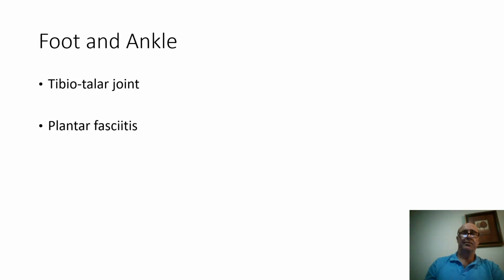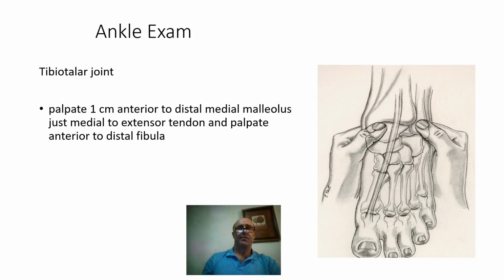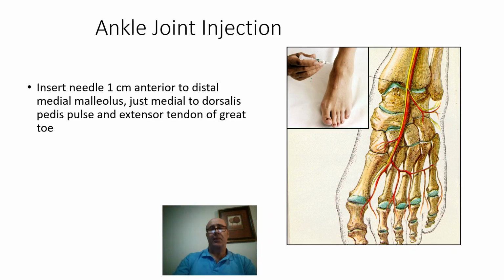The foot and the ankle are the last areas we're going to discuss. The tibio-talar joint and plantar fasciitis. The tibio-talar joint, you need to palpate it. It's usually localized at the medial malleolus, and palpate 1 centimeter anterior to it, just medial to the extensor tendon, and you can also palpate just anterior to the distal fibula, as shown in the picture. Needle goes in the same landmark, once again just anterior to the distal medial malleolus, and just medial to the dorsalis pedis pulse and the extensor tendon.